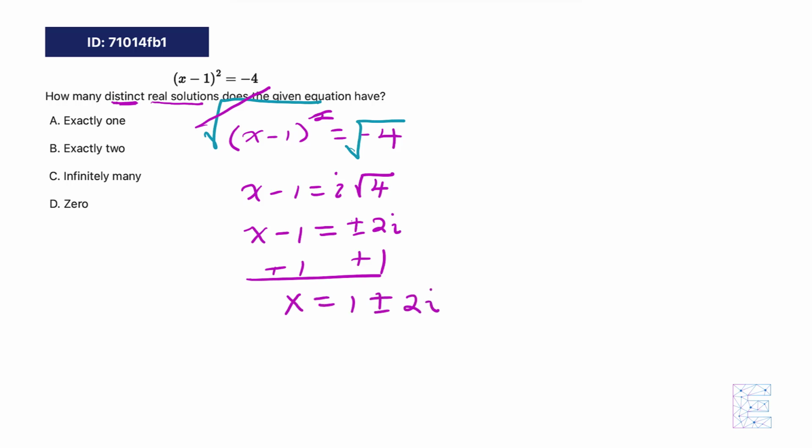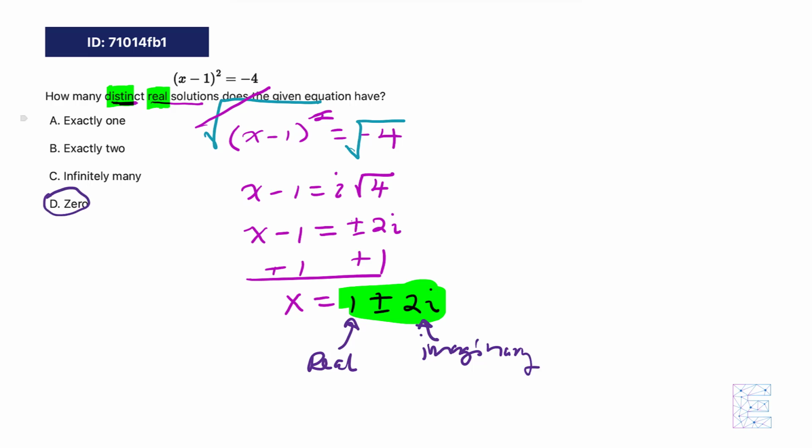So back to the question. We were being asked how many distinct real solutions. We don't have any real solutions. Why? Because our numbers are imaginary. This is known as a complex number. It's got two parts. It's got the real number part right here, and it's got the imaginary component right here. So if any part of a number is imaginary, it renders the whole number imaginary. So we would say this one has no real solutions.